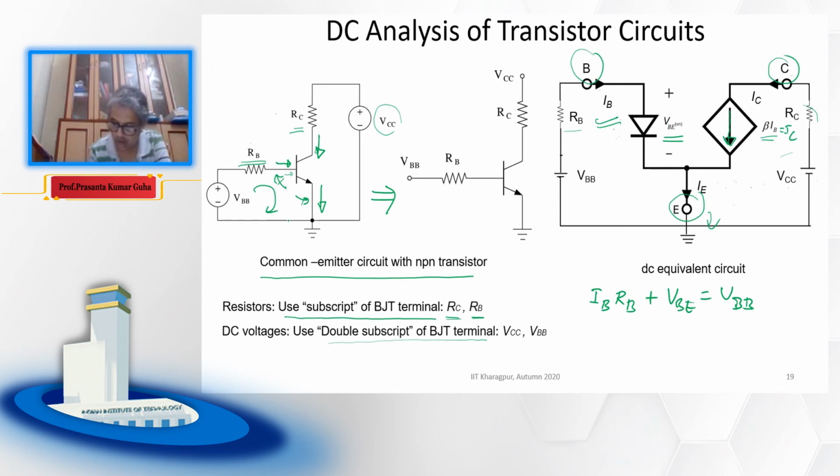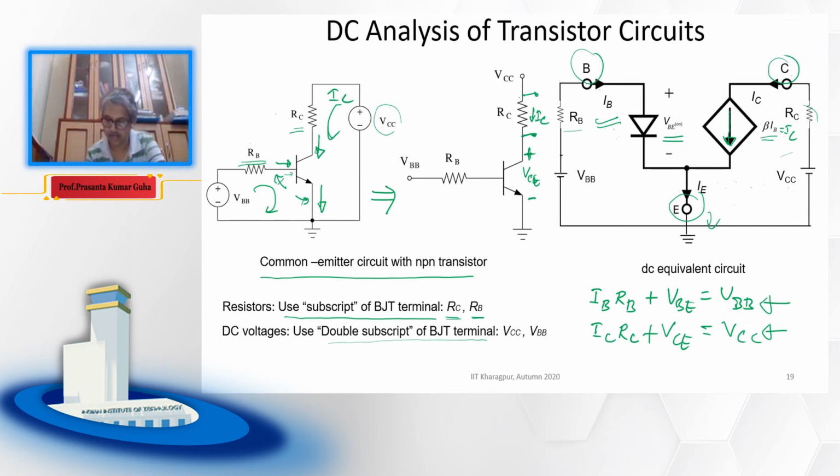What about the output loop? In the output loop you can write IC RC plus VCE, the voltage drop between collector and emitter, that is VCE, right? IC RC is the voltage drop across the resistor, because the IC current is flowing, and VCE is the voltage drop between collector and emitter. This is equal to VCC, right? So this is the output loop KVL equation, and this is the input loop KVL equation.